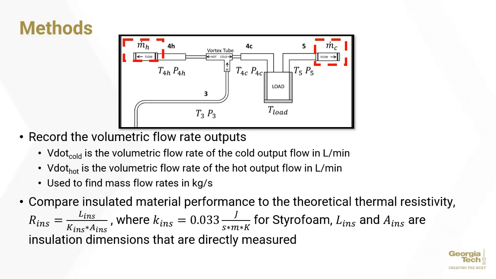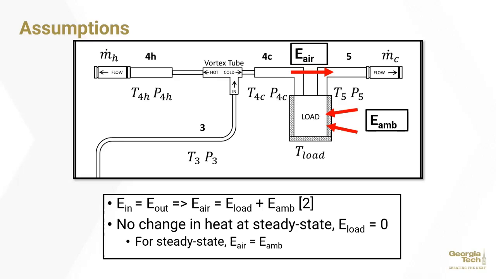To verify the model, we'll experimentally determine the performance of the insulation material, which in this case is styrofoam. From there, we can compare this to the theoretical thermal resistivity, which we can calculate given the measured dimensions of the insulation and the theoretical value of the styrofoam's thermal conductivity, which is 0.033 joules per second meter Kelvin. Several assumptions are made during the analysis.